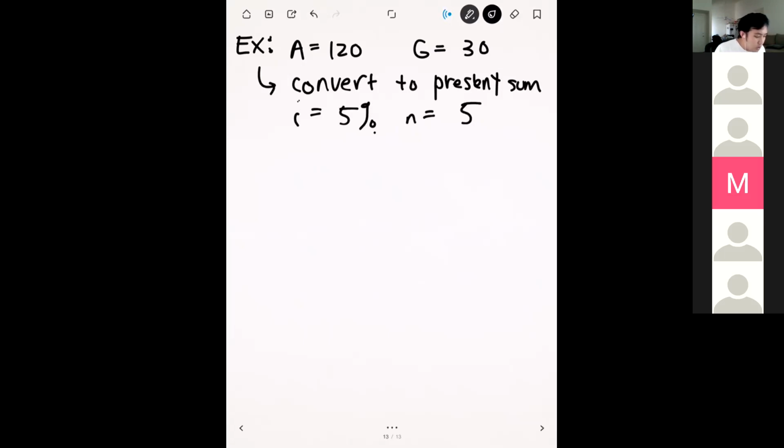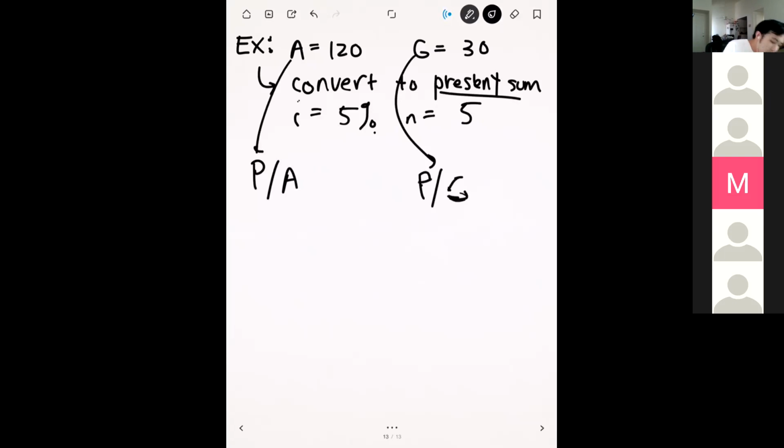We did this problem with the formulas, you guys just watched while I plugged into the formulas. But we can do this exact same problem with the tables. Since we know that we're converting to a present sum, for the first one we need a factor of P over A, and for this one we need a factor of P over G. And so we're going to look in the compound interest tables for those factors.